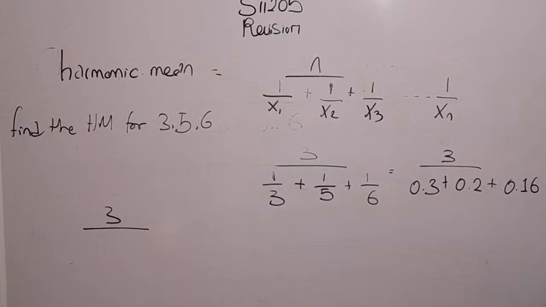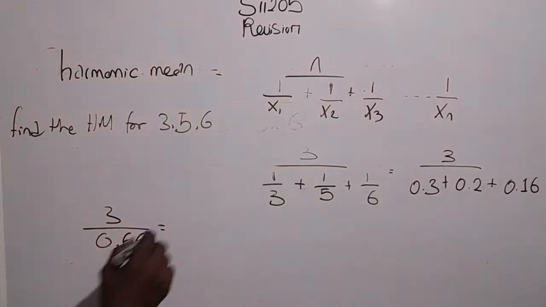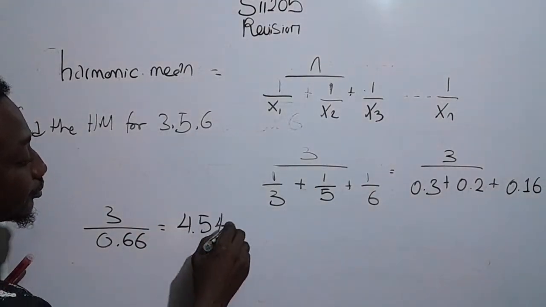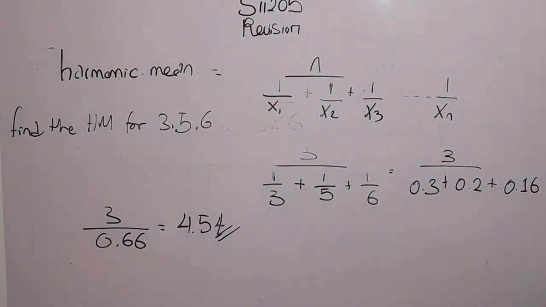We have 0.3 plus 0.2 plus 0.16, which gives 0.66. Then when you do this, 3 divided by 0.66, we have 4.54. And basically, that is all on harmonic mean.